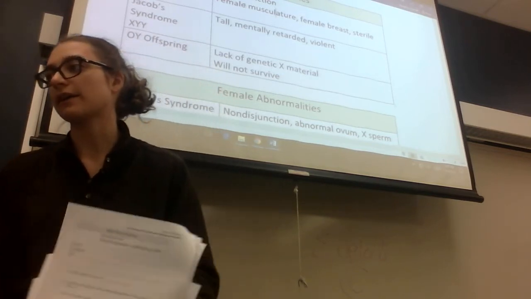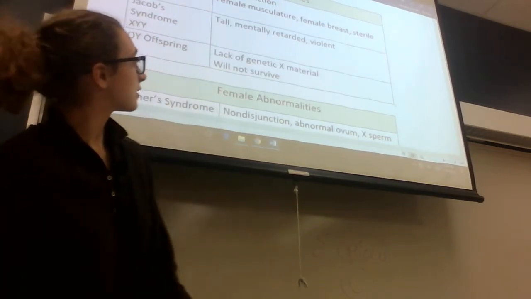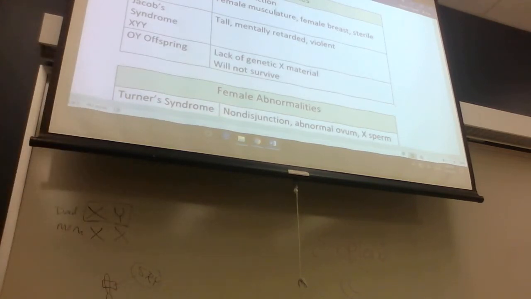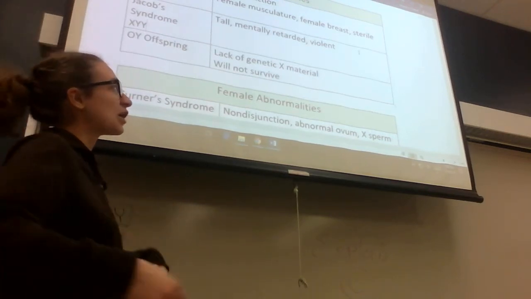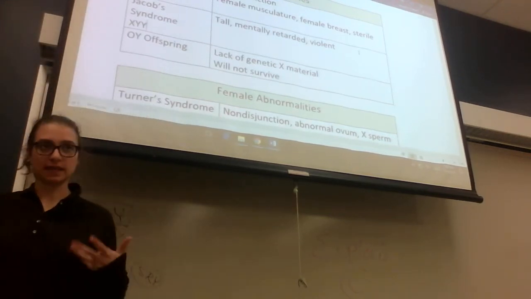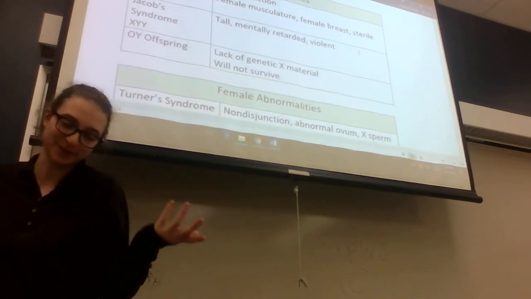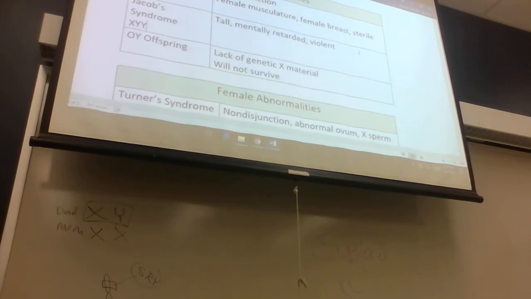And then next you have Jacobs syndrome, which is XYY. And this is like, whoa, where did that extra Y come from? This is a male because it's XY. The extra Y means that they'll probably produce a lot more testosterone. Because they're producing a lot more testosterone, they're going to be mentally retarded. No, I'm kidding. Testosterone doesn't make you that. But they're going to be tall, and they're going to be violent because they're really aggressive.